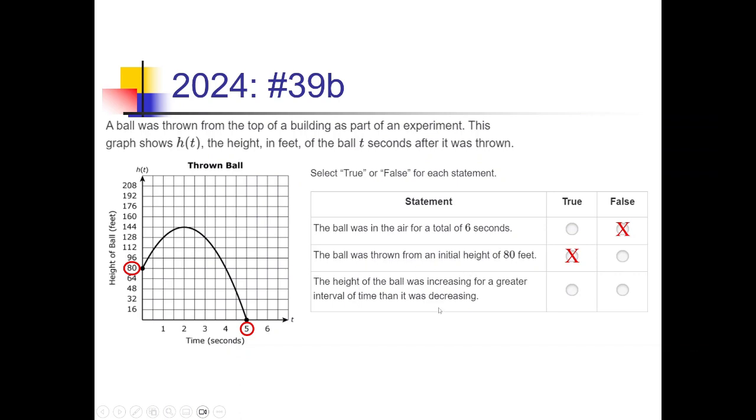And finally, the height of the ball was increasing for a greater interval of time than it was decreasing. Well, we're asking basically how long was the ball going up versus how long was it going down. The ball is going up for the first 2 seconds until we get to that spot we found in part A. And then we're decreasing our height for the next 3 seconds until we hit the ground. And they were saying the ball was increasing more than it was decreasing, but that's not true. It was decreasing more than increasing. So this is a false statement as well.